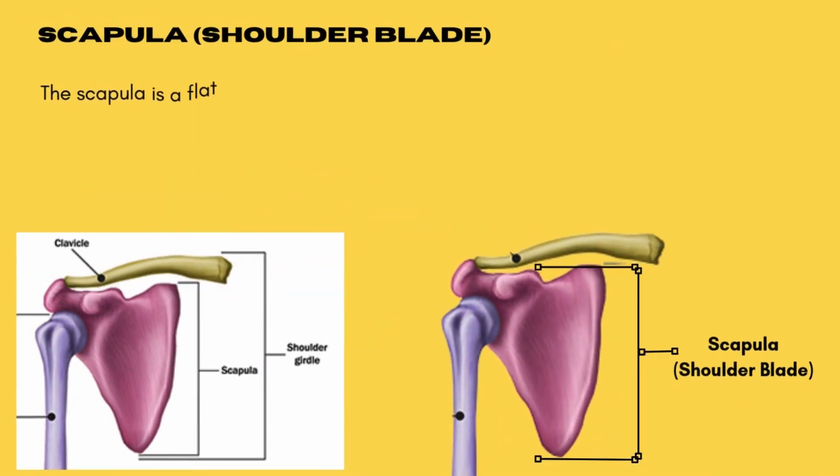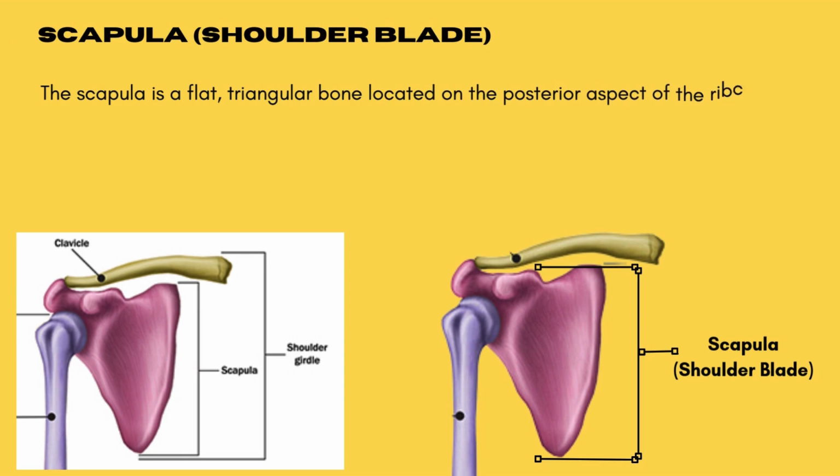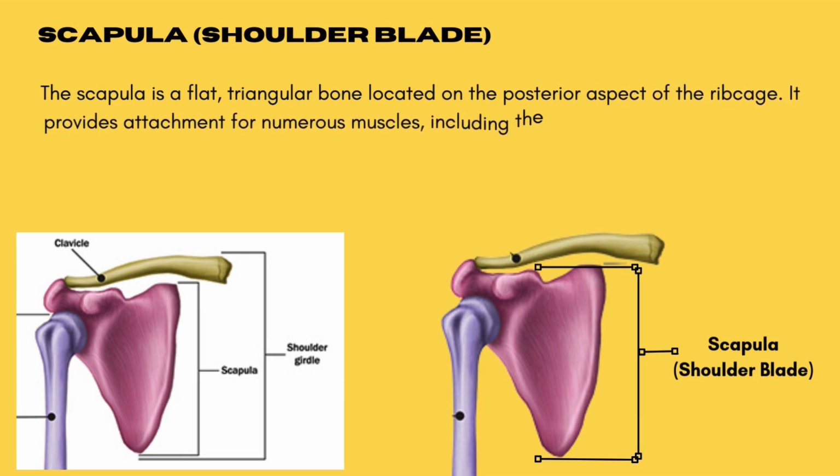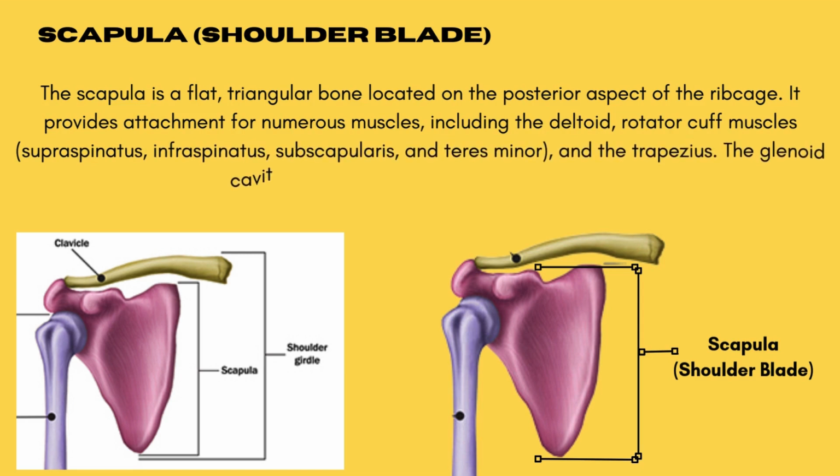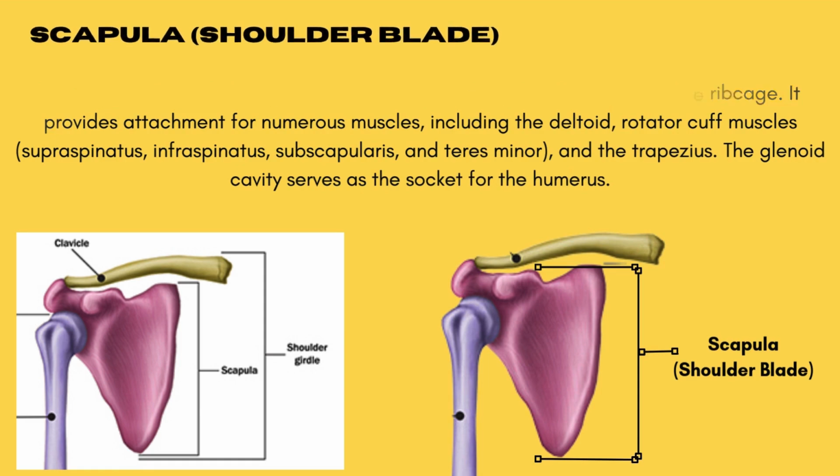Scapula, shoulder blade. The scapula is a flat, triangular bone located on the posterior aspect of the rib cage. It provides attachment for numerous muscles, including the deltoid, rotator cuff muscles (supraspinatus, infraspinatus, subscapularis, and teres minor), and the trapezius. The glenoid cavity serves as the socket for the humerus.